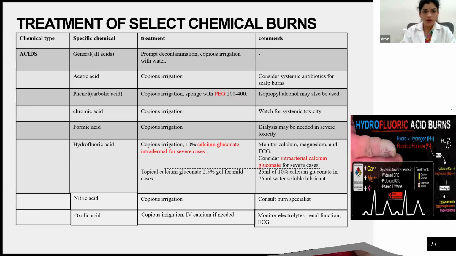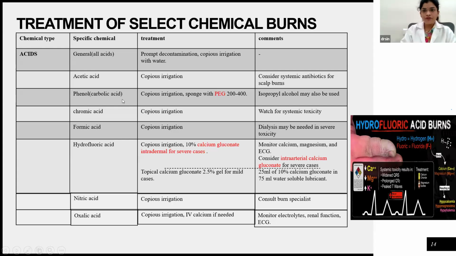So next, when we look into the select chemical burns, in the category of acids, generally all acids need prompt decontamination, copious irrigation with water. Acetic acid is usually used in our hair wave neutralizers, and this particularly leads to scald chemical burns. So in them, copious irrigation should be done immediately. And next is we'll have to consider systemic antibiotics for scalp burns.